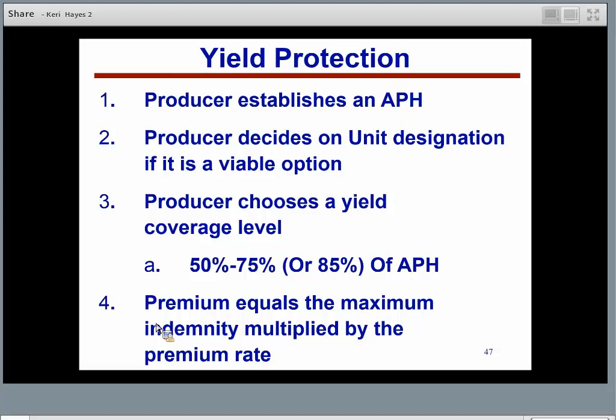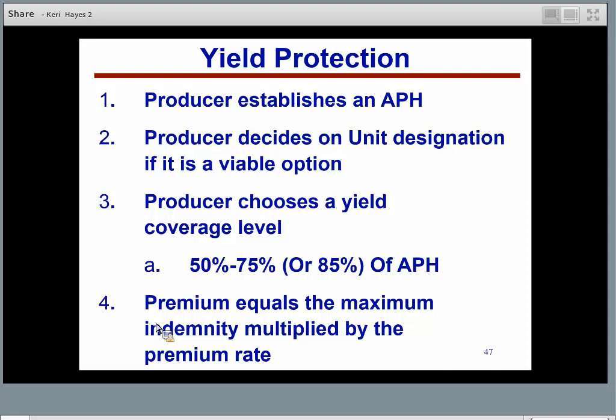And so let's say you want to get yield protection. How do you go about it? First thing you need to do is you need to have an established APH. So again, that's just your history. You decide on the unit designation. So if you have a bunch of fields, do you want to group those fields together and insure them all together? Do you want to insure them individually? The more you aggregate, the lower the cost of your insurance typically. And then the third thing that you do is you determine a coverage level. And this is similar to a deductible level, right? So the higher this coverage level is, the lower the deductible is.